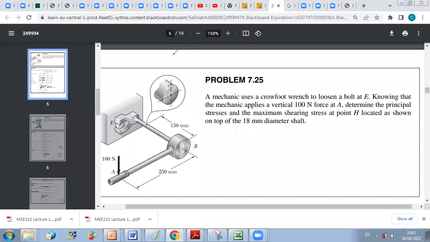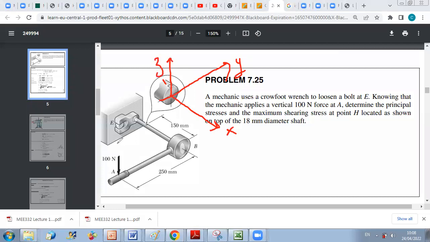In this problem, we want to determine the state of stress at point H here. The first step will be to see what is the resulting effect of this vertical force on this section. So first, let us put axes x, y, and z. We can take, for example, x along this direction. So this is the x-axis. This is y. And this is z.